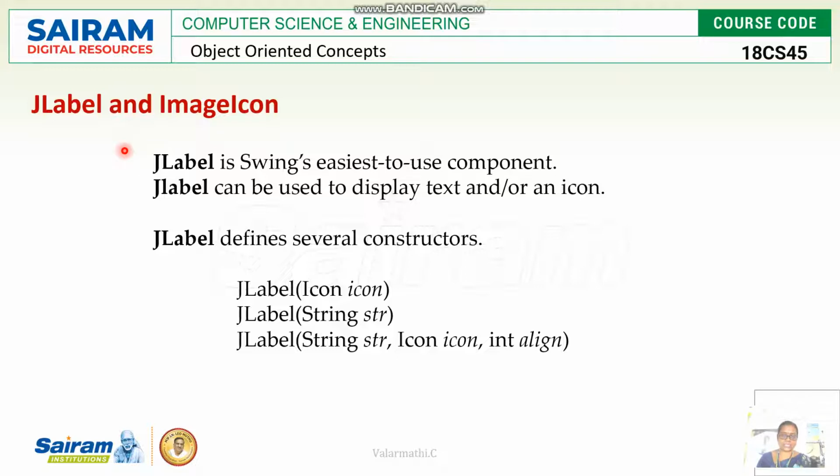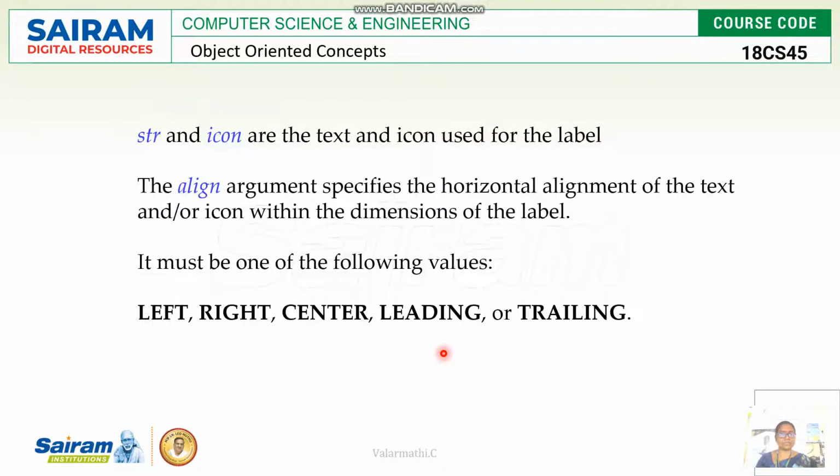JLabel is a very easy component and it will mainly display one text or icon. These are some of the examples of constructors of a JLabel. It may come with an icon object, or it can be created with only a string, or it can be constructed with one string along with an icon and its alignment, where that icon should be placed. So there are three different kinds of constructors used in a JLabel. The alignment values may be left, right, center, leading and trailing.